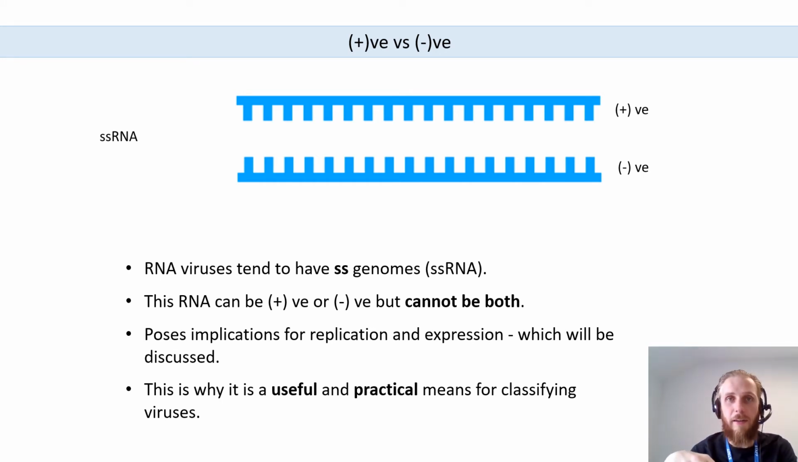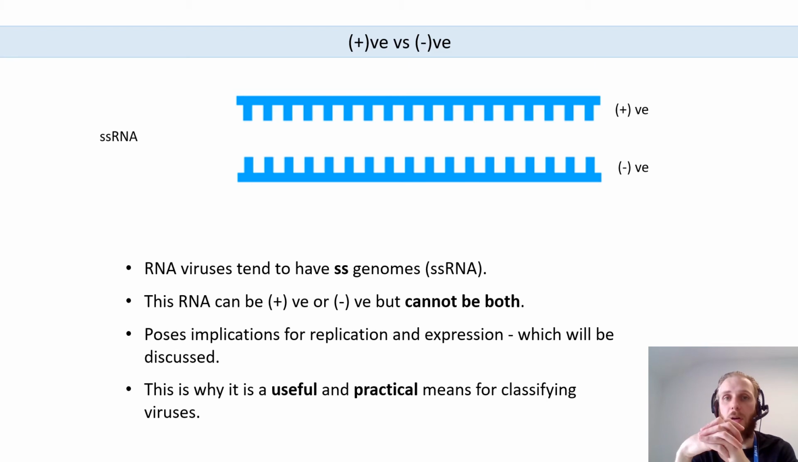For negative sense RNA viruses, as we've said, a negative sense strand of RNA doesn't contain the information that's needed to produce a protein. It contains the complementary information. So the only way that a negative sense RNA virus can produce protein from its genome is to first produce a positive sense copy of its negative sense genome. So use its negative sense RNA as a template to produce an encoding strand. And then this encoding strand is translated into protein in the cell. It's a really tricky concept.